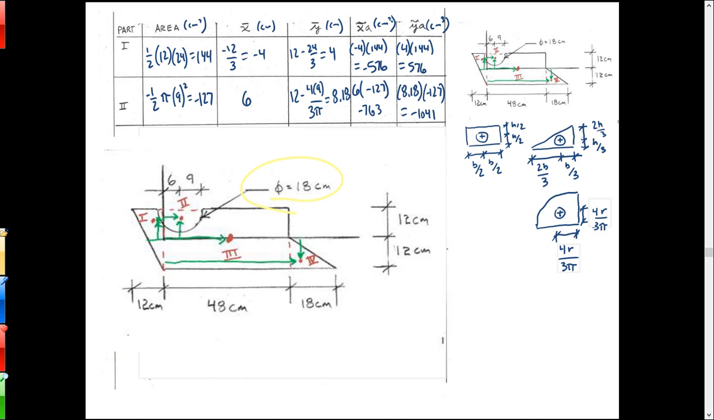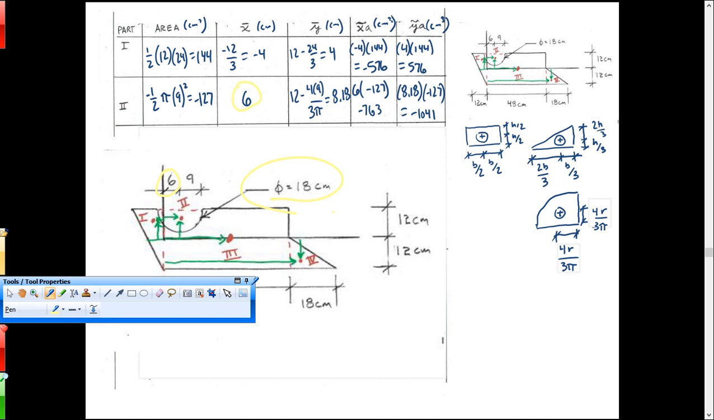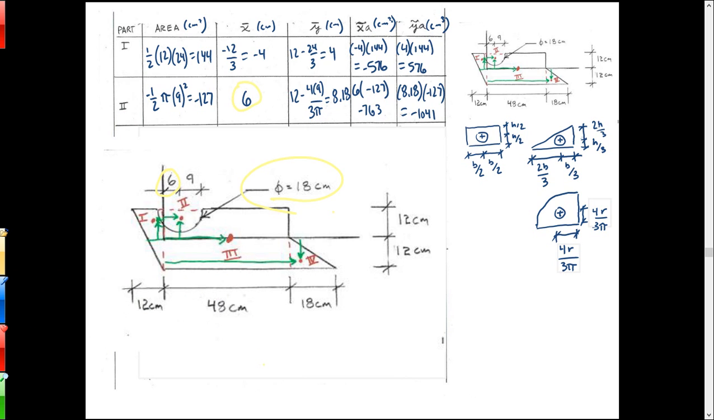Okay, now you're given the dimension to the center of it from the y-axis. It's 6. That's just given on that dimension. And then we'll figure out the y bar distance. It's kind of like the one we did before. We're going to have to go up 12 and come back the 4r over 3 pi. So we're going up 12, but we're coming back 4r over 3 pi. So that ends up equaling 8.18.